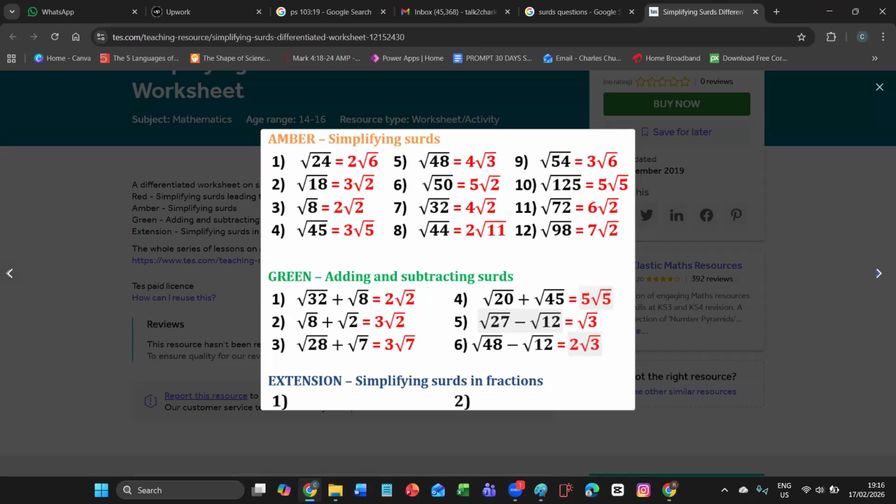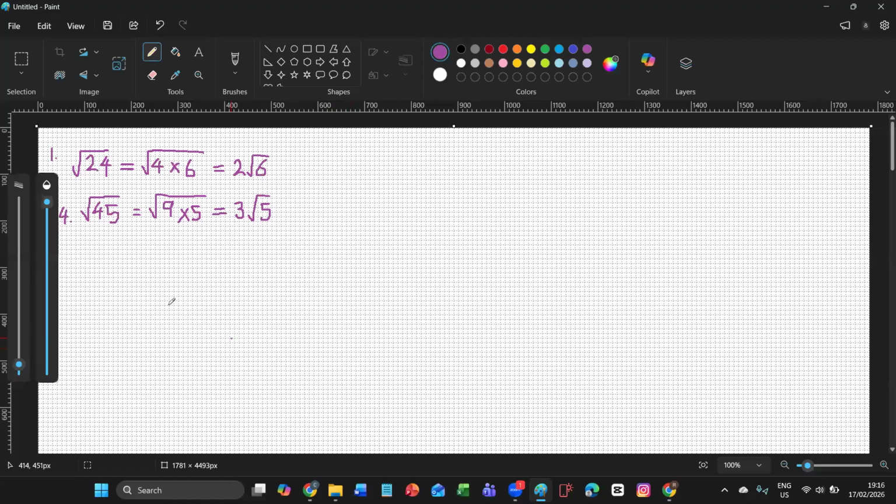Let's look at the next one, which is the one in green, adding and subtracting surds. Okay, so let's now see. This one is closer to that one that we did together, but even though the other one was expansion, let's see how this one looks. I'm going to write the left hand side, which is the one in black. I'll start with number 1. Root 32 plus root 8. So let's see how that guy plays out.